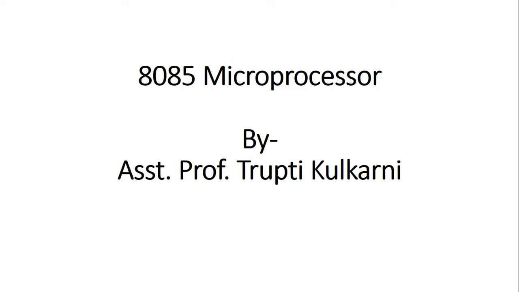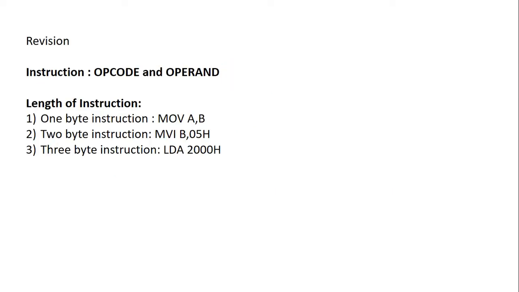Today we'll talk about 8085 addressing modes and instruction set. As we have seen already in the last video, what is an instruction and what is the length of an instruction. So basically, an instruction is nothing but opcode and operand, where opcode is that because of which the operation takes place, and the operand is that on which the operation takes place.